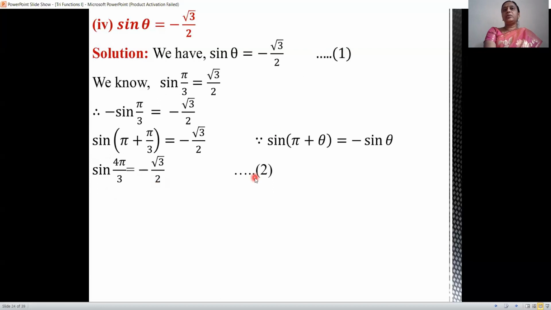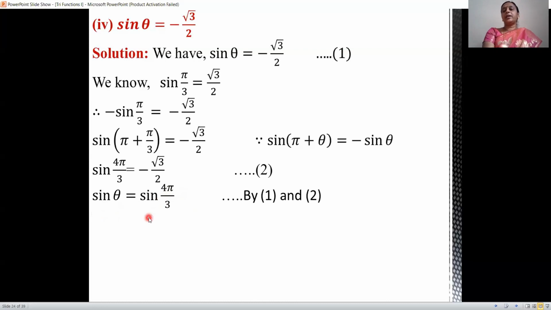Now compare these two equations, first and second. We have to find out where we will get the negative value of sine theta, that is minus root 3 by 2. Compare equations 1 and 2. By comparing 1 and 2, we will get sine theta is equal to sine 4 pi by 3. Means we have converted our problem into the form sine theta is equal to sine alpha. See the first formula in remark 2. This is sine theta is equal to sine alpha, where alpha is here 4 pi by 3 and the function is of the type sine theta is equal to sine alpha.